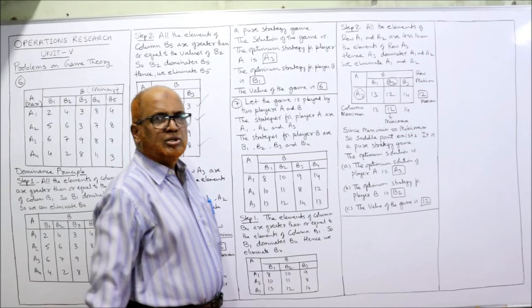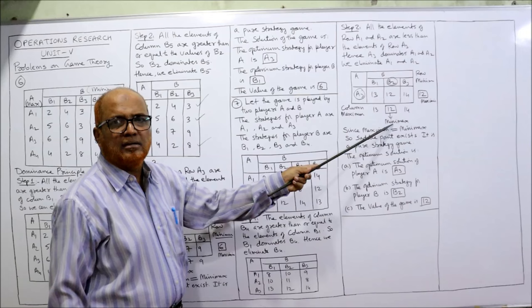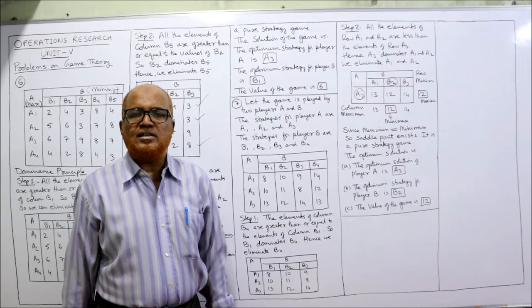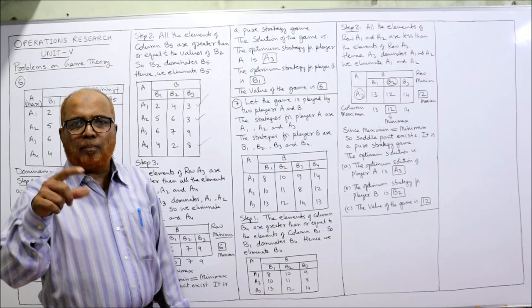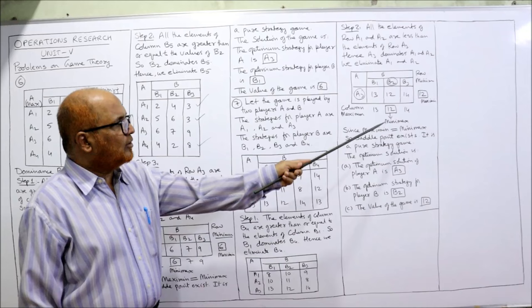So again, we have maximin equal to minimax. Both are 12. So saddle point exists. It's a pure strategy game. So the optimum strategy for player A is A3. And the optimum strategy for player B is B2. Right? And the value of the game is 12.